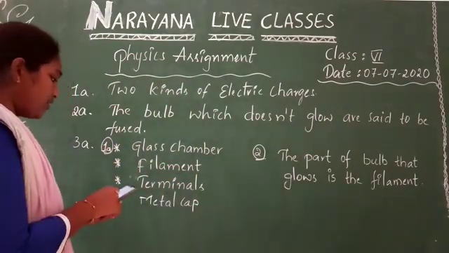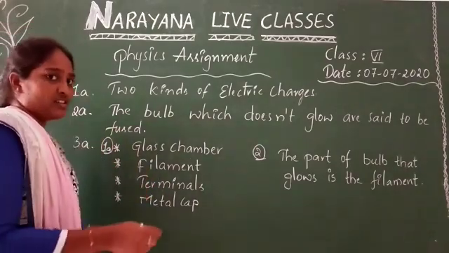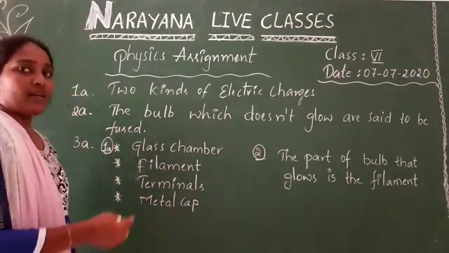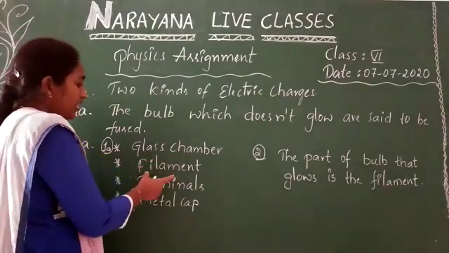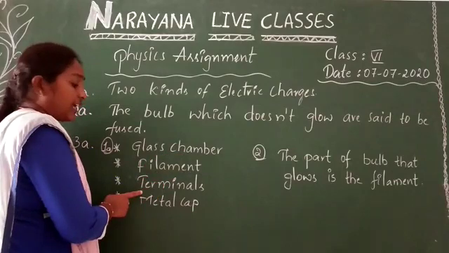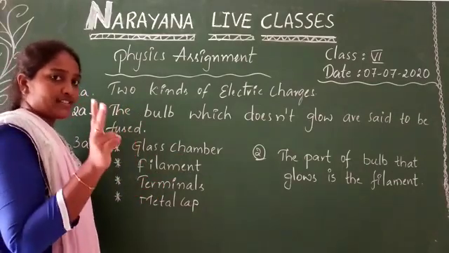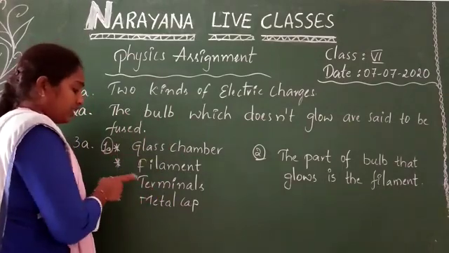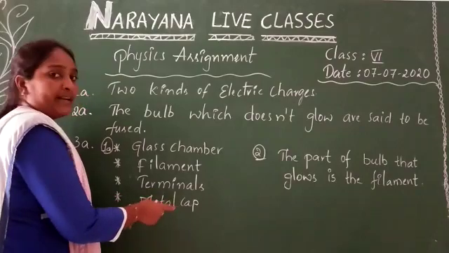And the third question is name the parts of a bulb and define filament. So what are the parts of a bulb? A bulb consists of a glass chamber, a filament, and terminals. Every electrical component has two terminals, so the bulb also has two terminals, and next a metal cap.